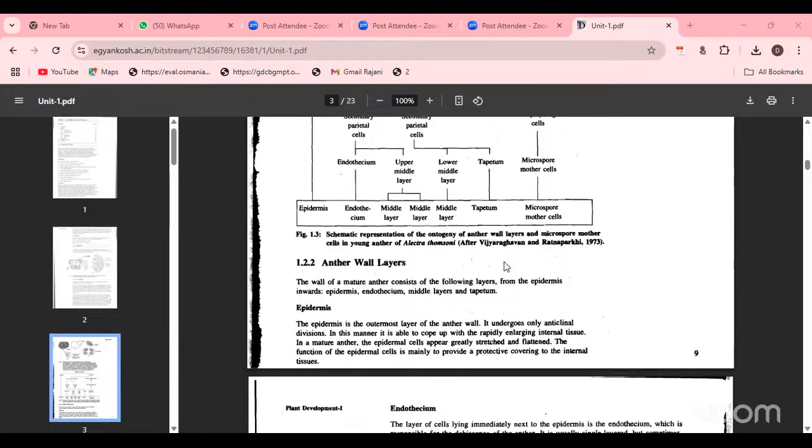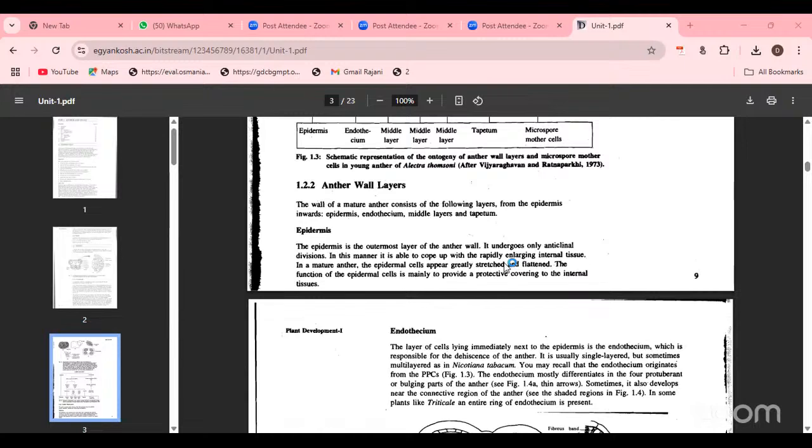What are the anther layers? The wall of the mature anther consists of the following four layers. The first layer is called epidermis. The second layer is endothelium. The third one is the middle layer. The fourth one is called the tapetum. The first one is the epidermis layer.